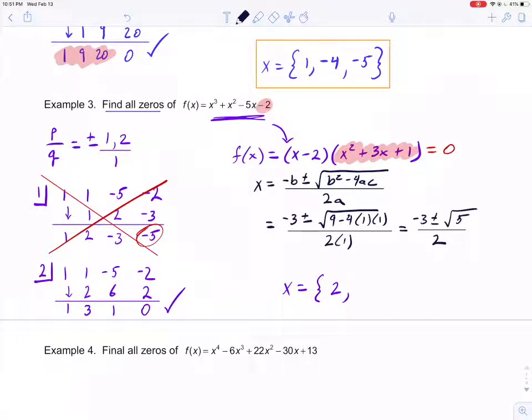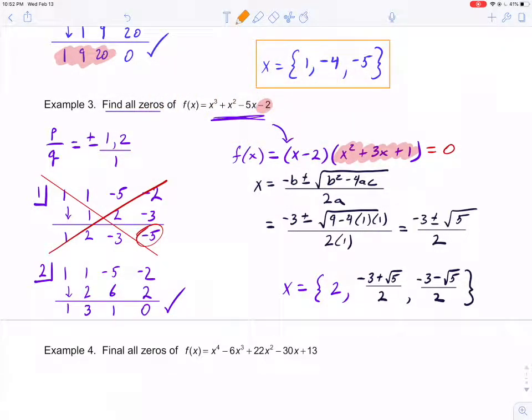You could put it in a calculator and get a decimal, but my math lab is not going to accept that. Instead, my math lab will require you to write out each of these individually. You're going to have to give the -3 plus and the -3 minus as its own answer. And there we have it.